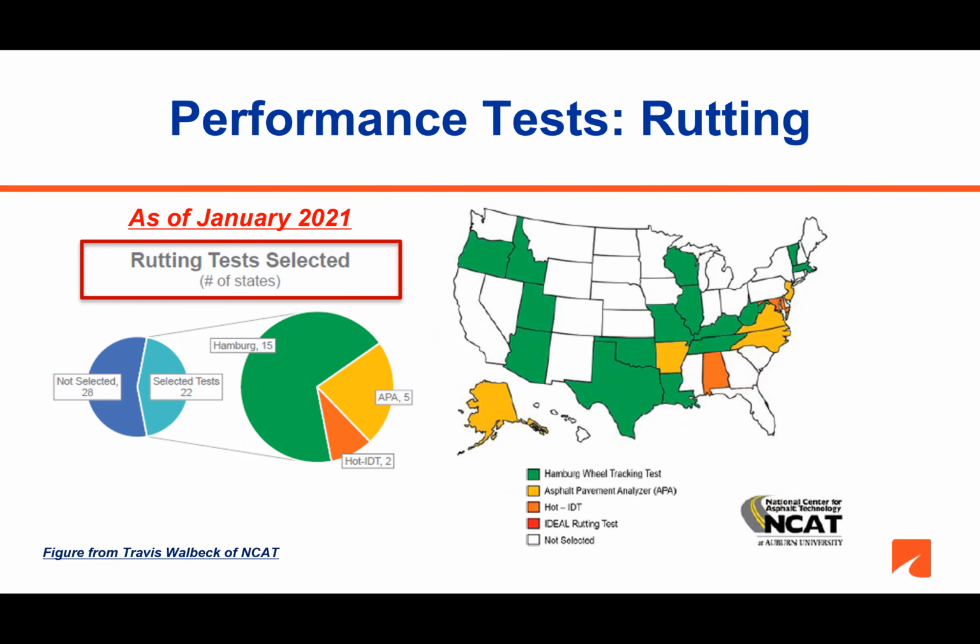This figure shows the survey results conducted towards the end of 2020 by NCAT. 15 states are using the Hamburg wheel tracking device for evaluating the rutting potential of asphalt mixtures. That is because of the convenience that the susceptibility of mixtures to moisture-induced damage and rutting can be obtained at the same time. 5 states, including Virginia, use APA, and 2 states are using the IDT test at high temperature for rutting evaluation.